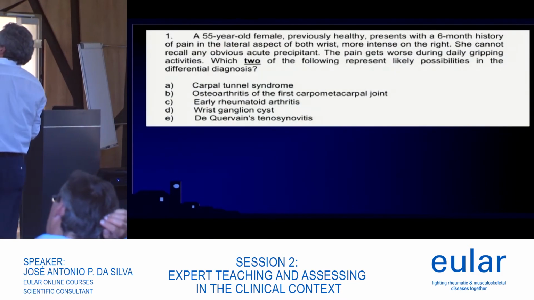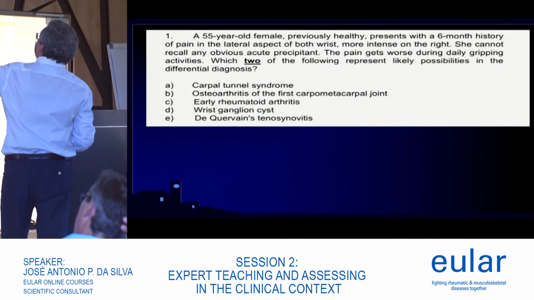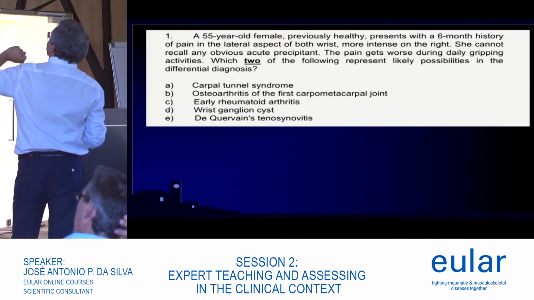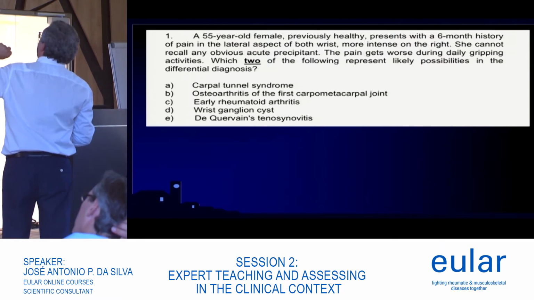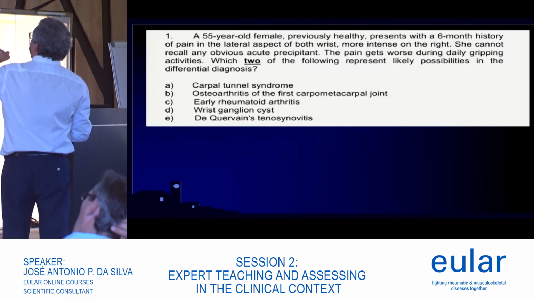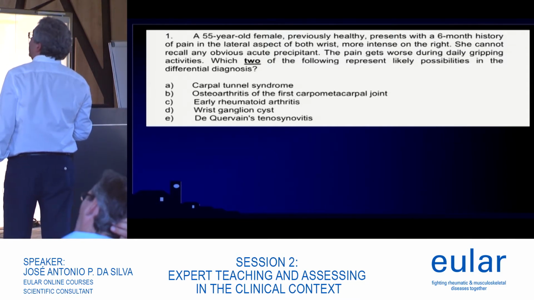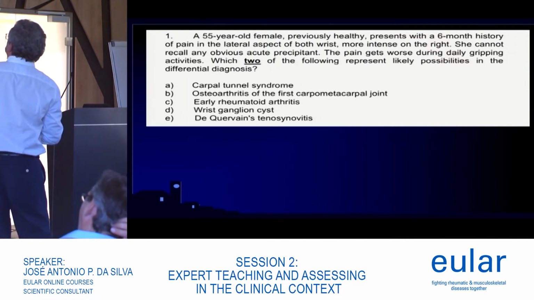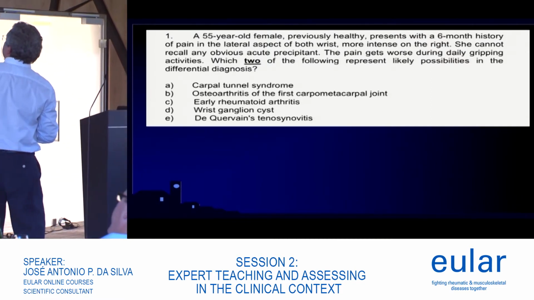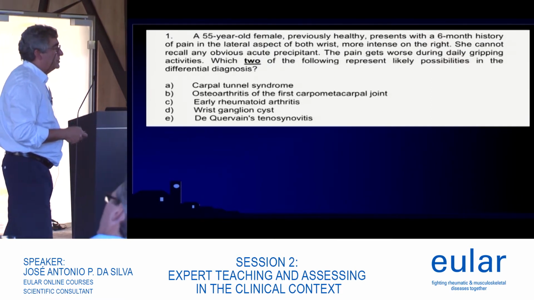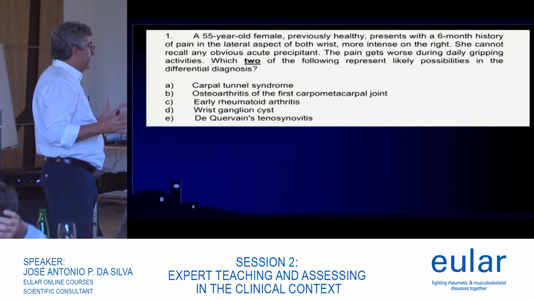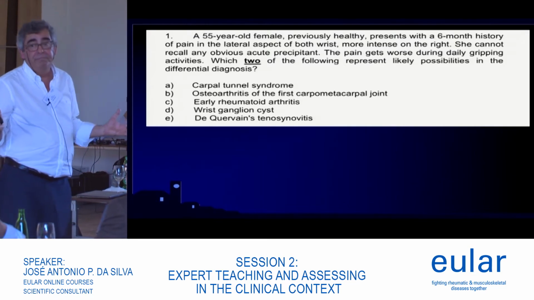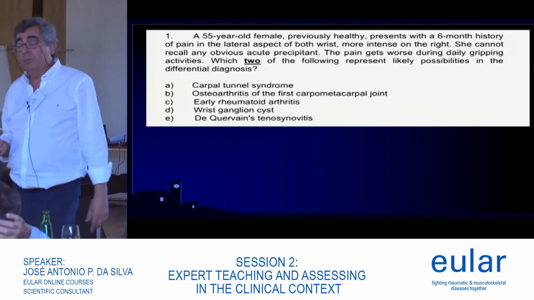Okay, another one. A 55-year-old female, previously healthy, presents with a 6 months history of pain in the lateral aspect of both wrists, more intense on the right. She cannot recall an obvious acute precipitant. The pain gets worse during daily gripping activities. Which two of the following represent likely possibilities in the differential diagnosis? Is this a clinical-based question? I would say yes. Sorry? Why not one? One. Oh, yes, well.